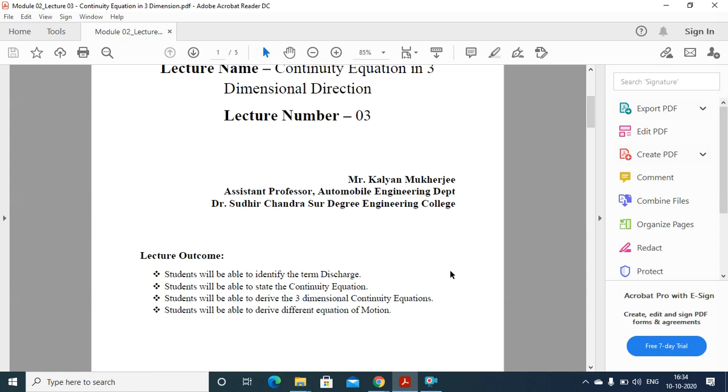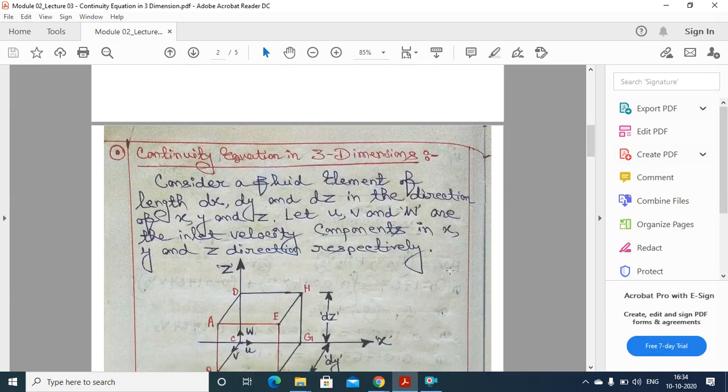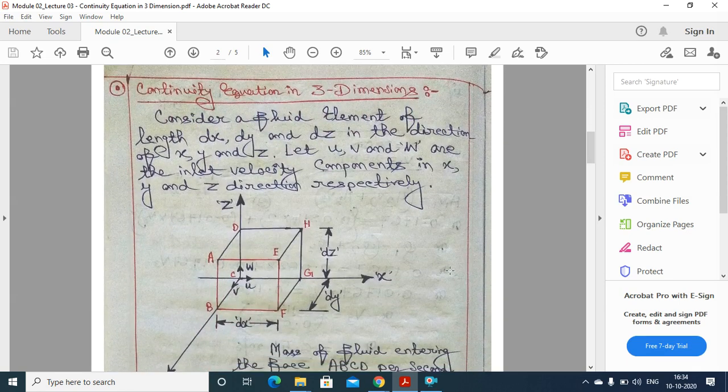Now coming to the lecture outcome: after having this lecture, students will be able to identify the term discharge, state the continuity equation, derive the three-dimensional continuity equation, and derive the different equations of motion. Now coming to the main lecture, that is the continuity equation in three dimensions.